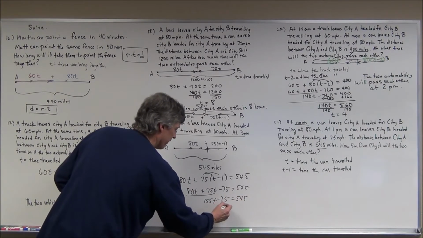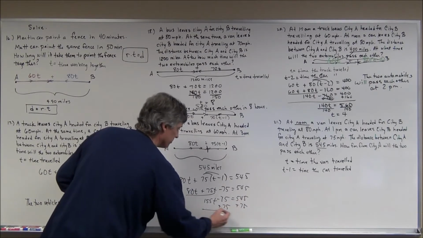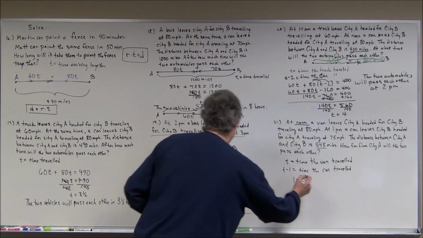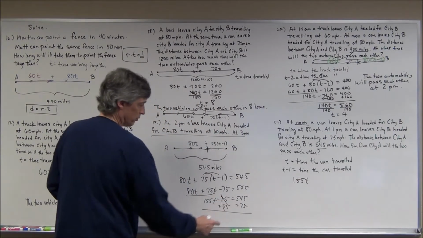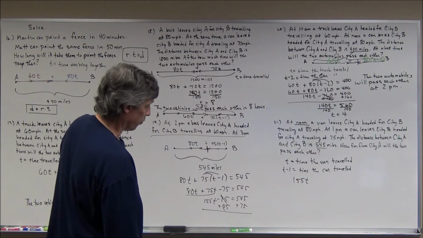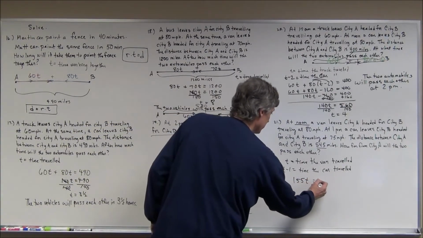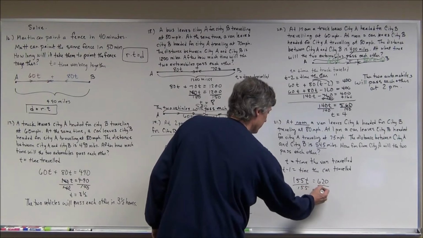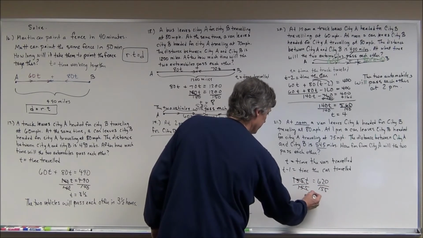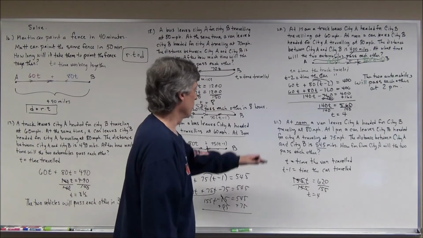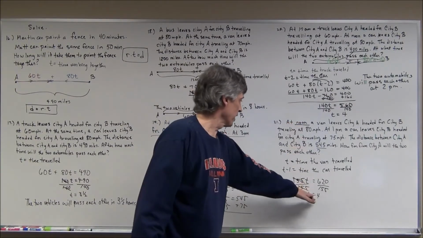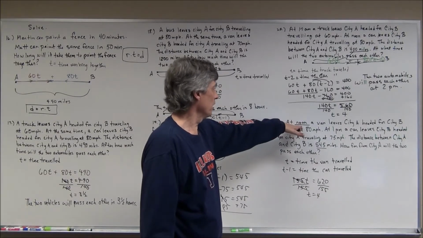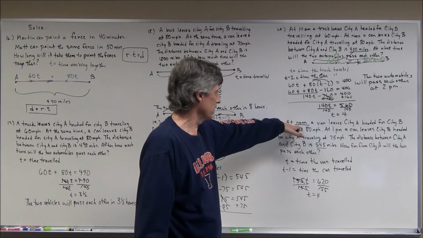If I add 75 to both sides, I'm running out of space here. I get 155t equals 620. I divide both sides by 155, and t is equal to 4. So if the van left at noon and traveled for 4 hours, that means they finally meet and pass one another at 4 p.m. because they left at noon.